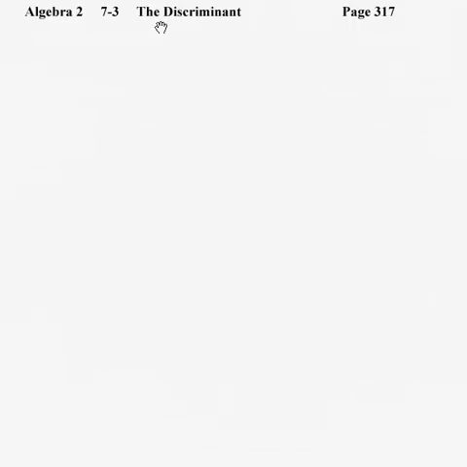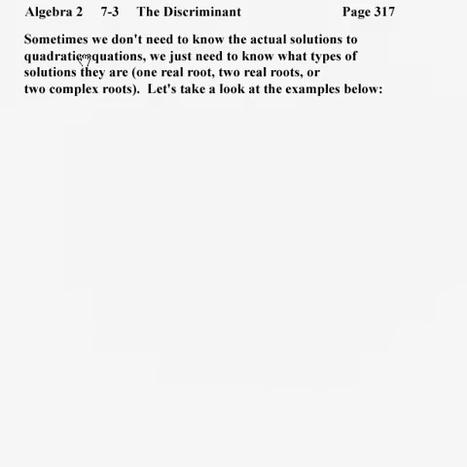In Chapter 7, Section 3, we're going to talk about something called the discriminant. And for background on that, sometimes we don't really need to know the actual solutions to the quadratic equations. We just need to know what kind of solutions they are. For instance, do we have one real root, two real roots, or two complex roots? And we'll find out about that as we take a look at the examples below.